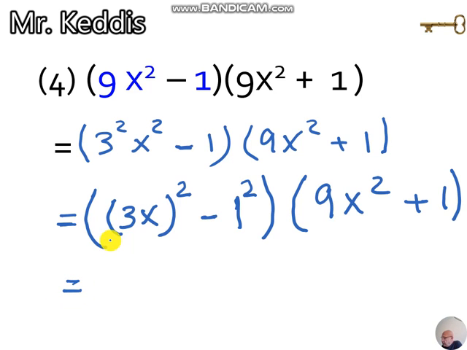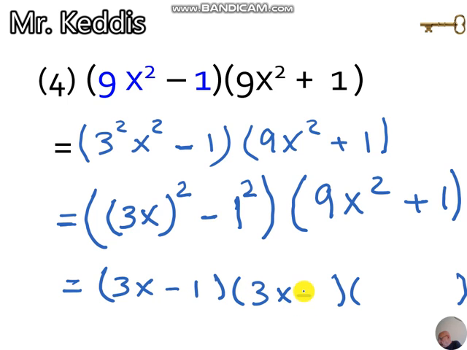Equal under equal. This is the difference between two squares. I factor this to 3x minus 1, 3x plus 1, and I write this as it is, 9x squared plus 1.